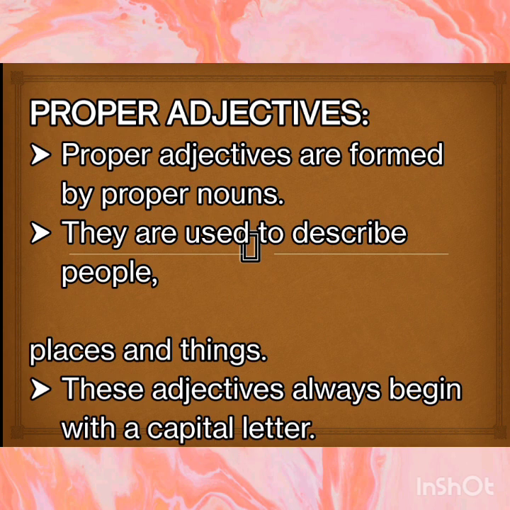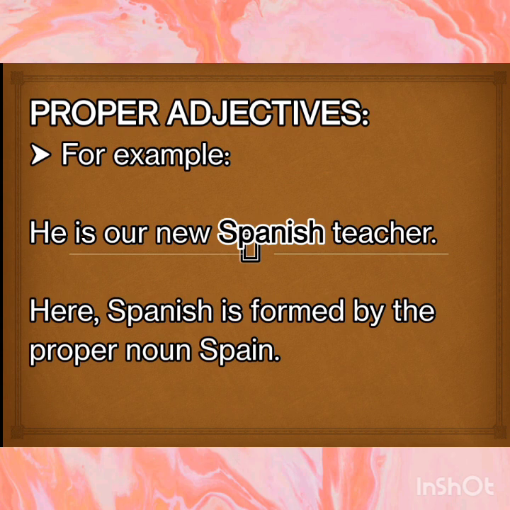Proper adjectives. Proper adjectives are formed by proper nouns. They are used to describe people, places, and things. These adjectives always begin with a capital letter. For example, he is our new Spanish teacher. The word Spanish is formed by the proper noun Spain. And here it is telling about the teacher, so here Spanish will act as proper adjective.